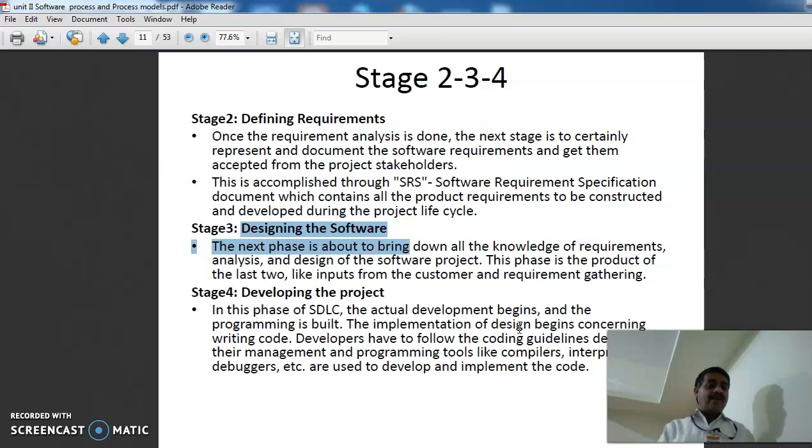Developers have to follow the coding guidelines described by their management and programming tools. Programming tools, you know, compiler, interpreter, debugger, are used to develop and implement the code. Meaning, knowledge of one of the programming languages is required for developing your project to solve your problem from the analysis, defining and designing stages. After completion of the first three stages, developing the project is nothing but the important stage here.